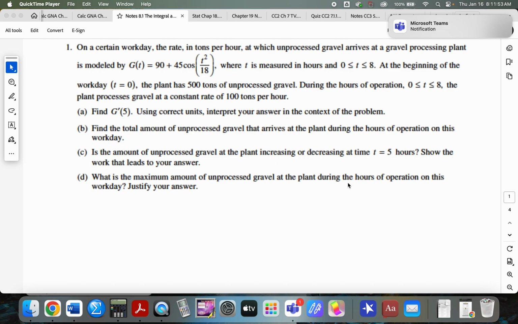At the beginning of the workday, at t equals 0, the plant has 500 tons of unprocessed gravel. During the hours of operation, from 0 to 8, the plant processes gravel at a constant rate of 100 tons per hour. First thing, they ask you, what is G prime at 5? Could you do this by hand? Absolutely. Do you need to? Absolutely not. Do not waste time doing things that you don't need to do.